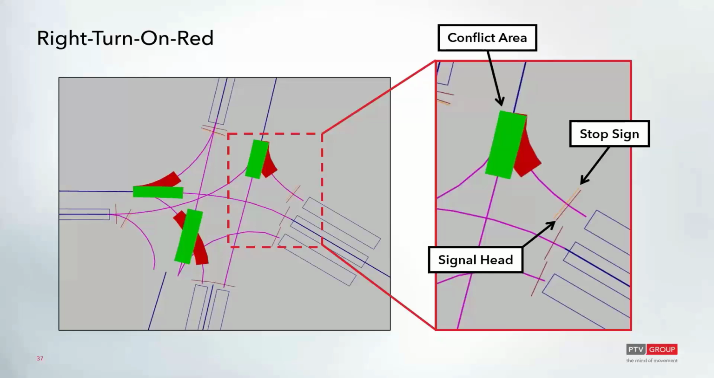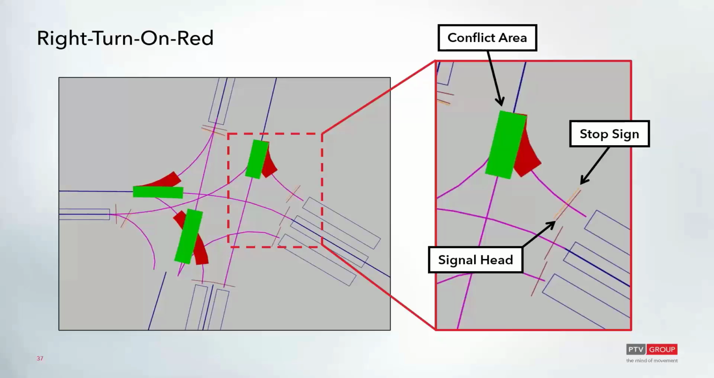So the second permissive movement here is for right turn on red. And so this kind of requires a few different objects that we'll need to set up. So within Vissim, the right turn on red is actually going to be configured using a stop sign here, which is showing up as this orange bar.